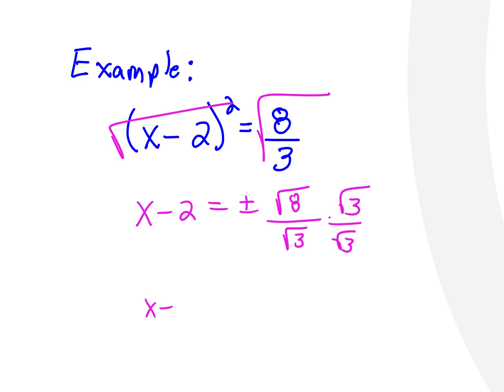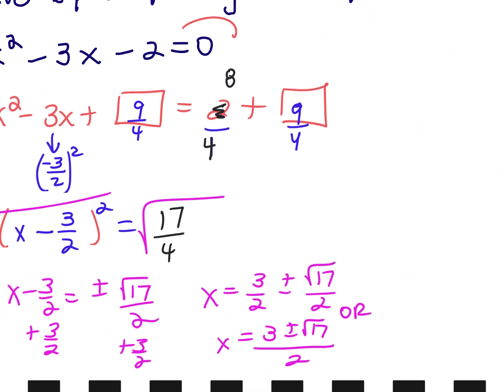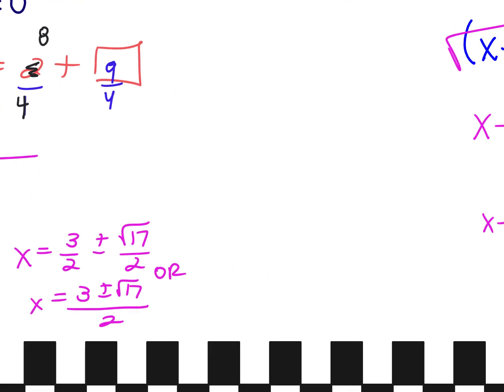So I have x minus 2 equals plus or minus, what's 8 times 3? So 24 over 3. Everybody see that? Now we can proceed. Why didn't we do that to 17 over 2? Because the 2 was a whole number in the denominator. The square root of 4 is 2. This is if you have a radical in the denominator.